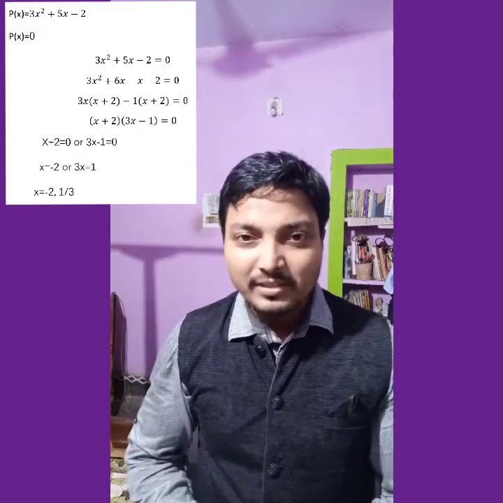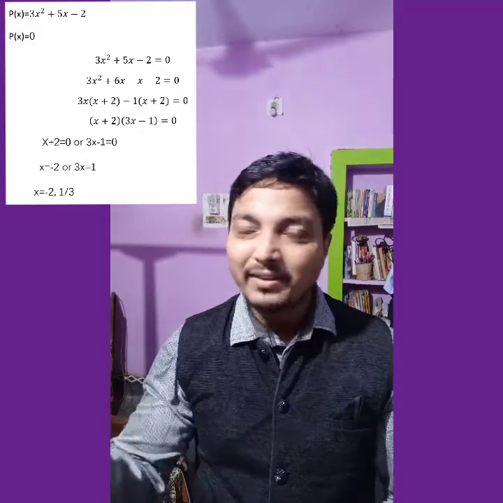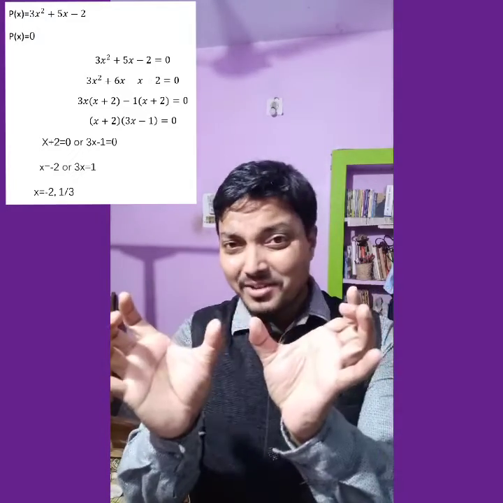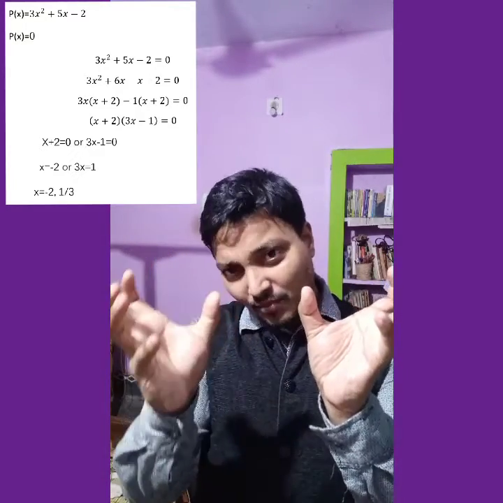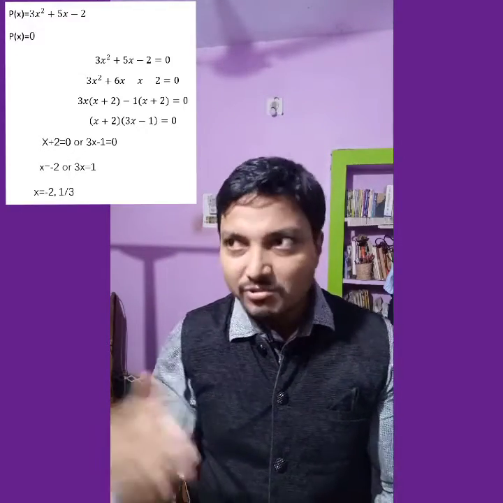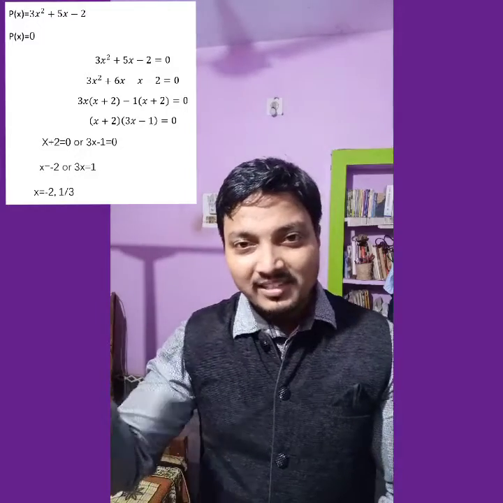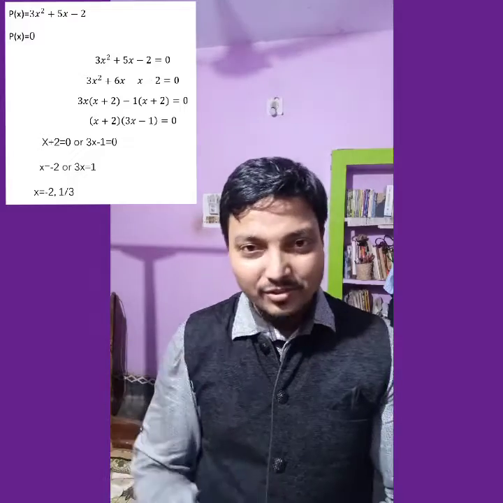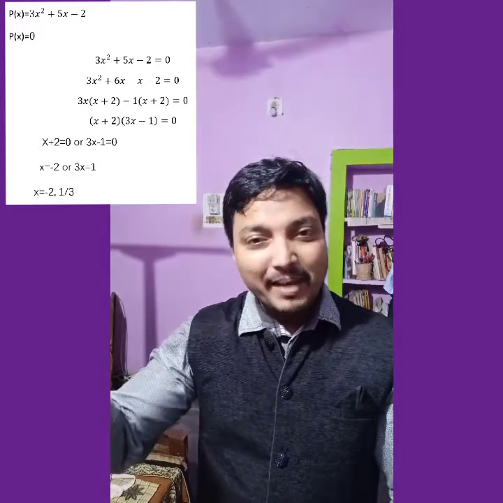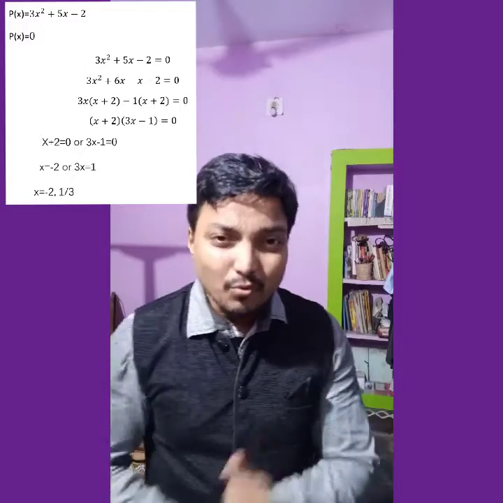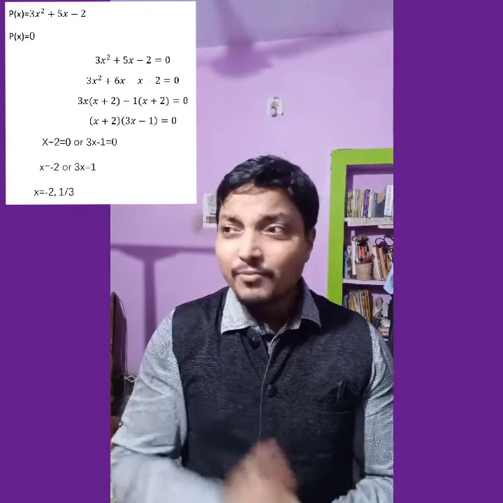After taking x plus 2 as the common, the non-common term is 3x minus 1 is equal to 0. Just like the previous one, the product of two factors is equal to 0. It means either this one is equal to 0, otherwise this one is equal to 0, otherwise both are 0. So I am considering x plus 2 is equal to 0 or 3x minus 1 is equal to 0. X plus 2 is equal to 0 implies x is equal to -2. And 3x minus 1 is equal to 0 means 3x is equal to 1. It implies x is equal to 1 by 3. So the two zeros are -2 and 1 by 3.